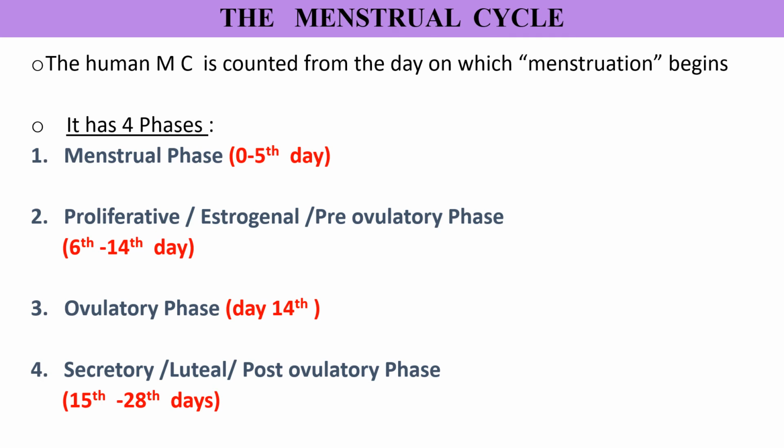The cycle can be divided into four phases, namely the menstrual phase, which is from day 0 to 5th day, the proliferative or pre-ovulatory phase, that is between 6th to 14th day, the ovulatory phase, that is the 14th day, and the secretory or post-ovulatory phase, which is from day 15th to 28th day.